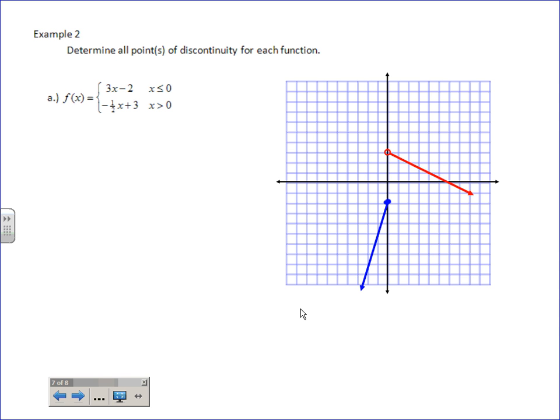So it says determine all point or points of discontinuity. So what I'm looking for are x values. Well, the first thing we should probably talk about before we do anything is talk about, oh, maybe this is why we've been working on this so hard. Well, I better not put anything. Give you a chance to graph your lines there.